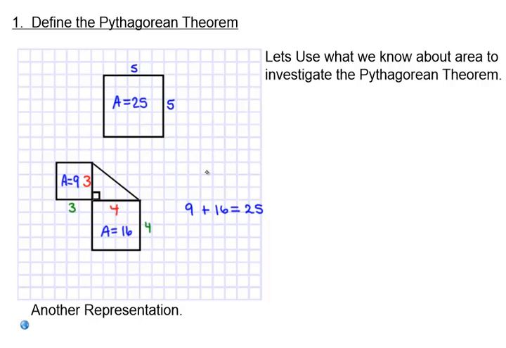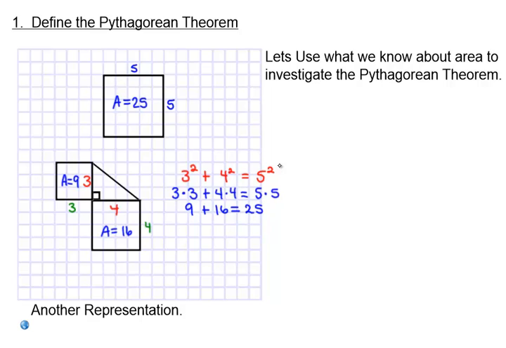Now let's break this apart a little bit more. How did I get 9? I took 3 times 3. How did I get 16? I took 4 times 4. And how did I get 25? I took 5 times 5. Let's break that up a little bit more. 3 times 3 is the same as 3 squared, 4 times 4 is the same as 4 squared, and 5 times 5 is the same as 5 squared.